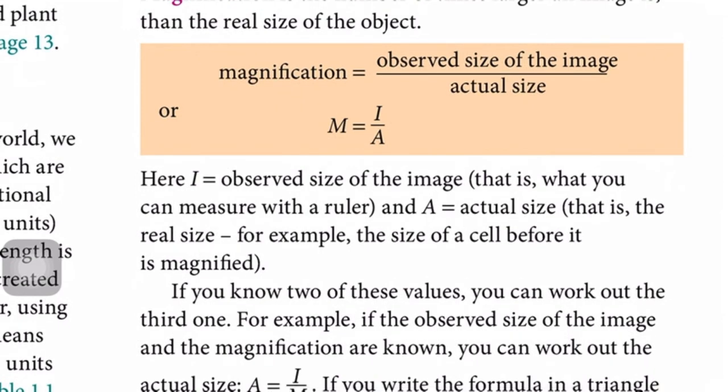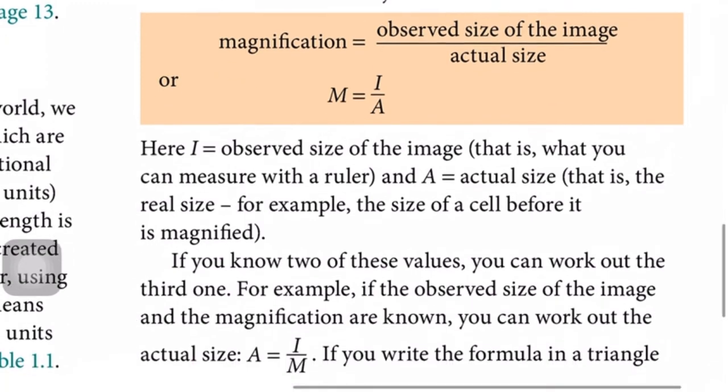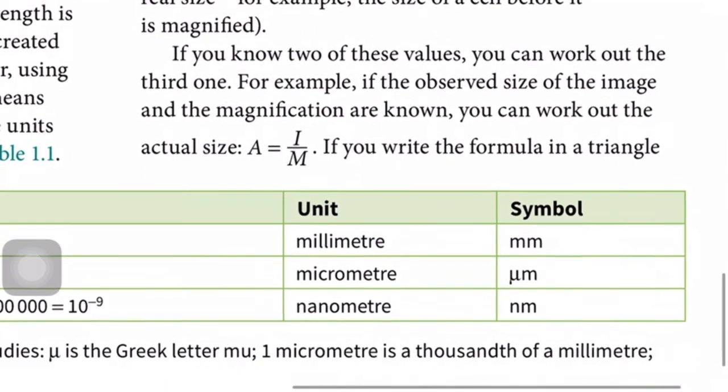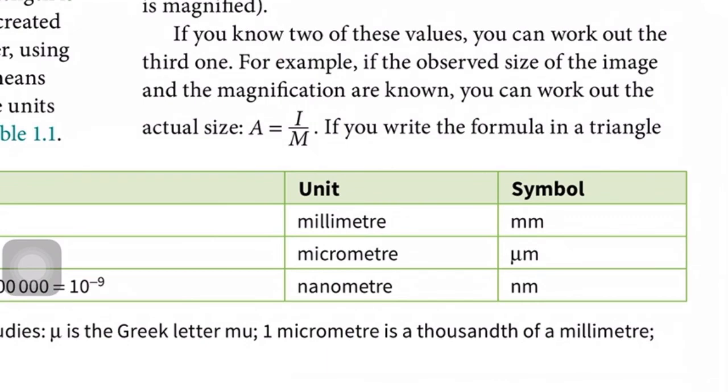Very easy. Here I equals observed size of the image, that is what you can measure with a ruler, and A equals actual size, that is the real size, for example, the size of a cell before it is magnified. If you know two of these values, you can work out the third one. For example, if the observed size of the image and the magnification are known, you can work out the actual size. If you write the formula in a triangle.